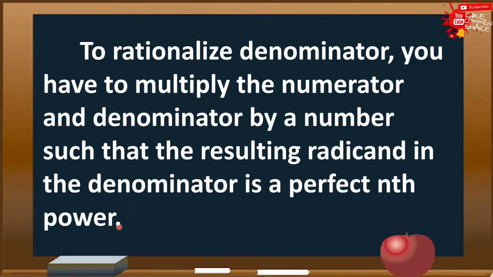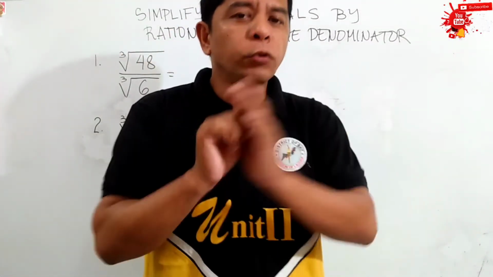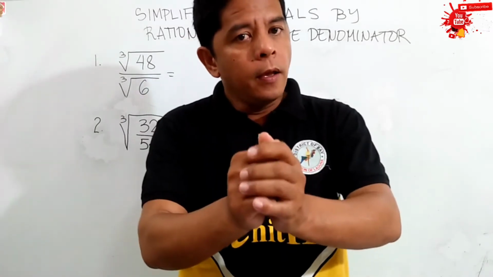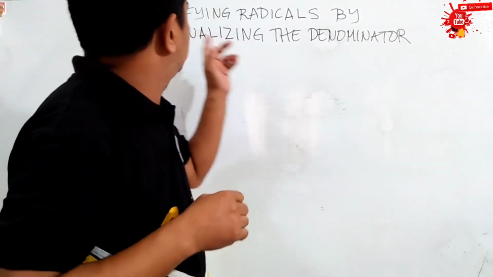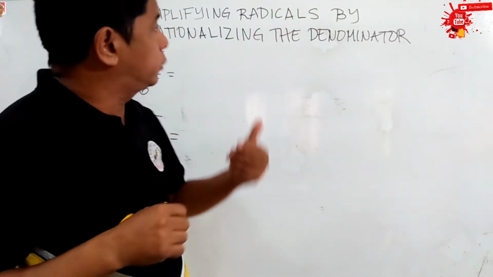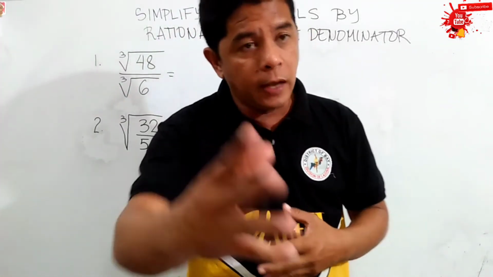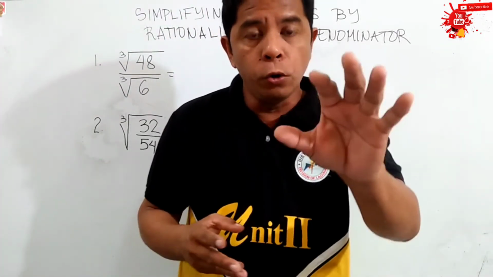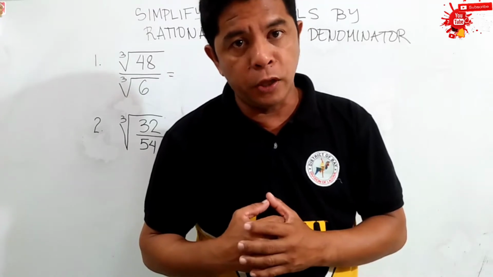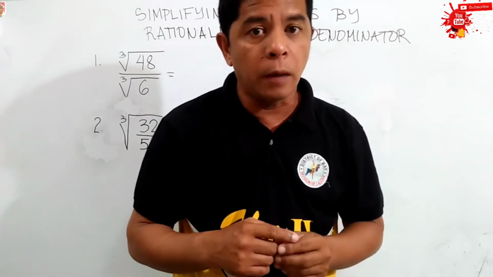So, para maintindihan natin to, tingnan po natin yung ating example. Ipagpatuloy natin yung ating topic regarding simplifying radicals by rationalizing the denominator. Kanina, na-discuss natin yung pag-rationalize ng denominator. Kaya lang, isa lang yung example natin.